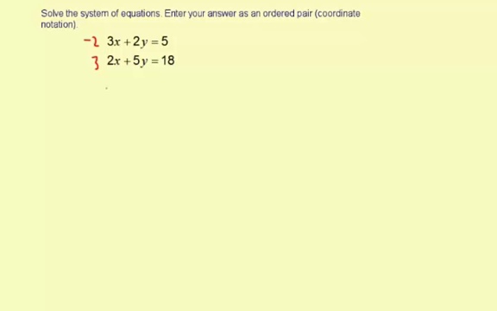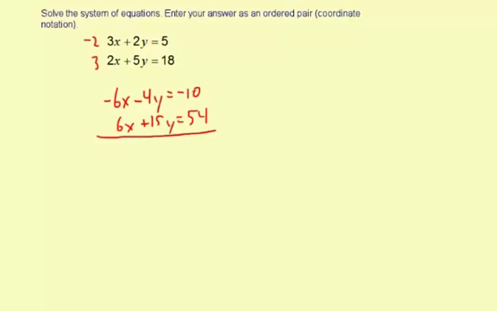So here's a new equation 1. -2 times 3x is -6x. -2 times -2y is -4y. And -2 times +5 is -10, so equals -10. Second equation, 3 times 2x is +6x. 3 times +5y is +15y. And then 3 times 18, that's 54, so equals 54.